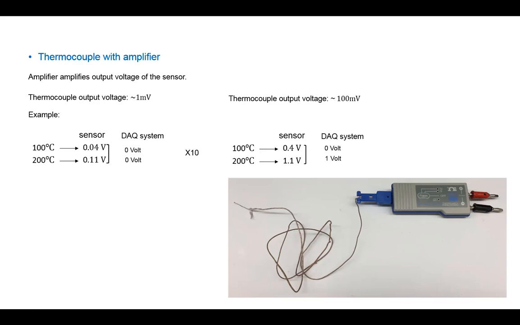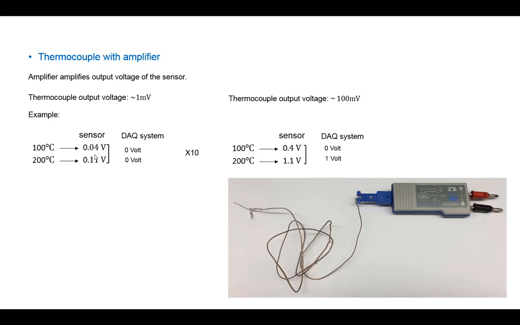An example of increasing the sensitivity of a sensor is a thermocouple with an amplifier. We see here a thermocouple simply connected to an amplifier. What the amplifier is doing is just amplifying the output voltage of the thermocouple. The thermocouple produces a very small voltage range at the output, in the range of negative 1 millivolt to positive 1 millivolt. Using the amplifier brings the voltage into the range of negative 100 millivolt to positive 100 millivolt. So what's the advantage of this?